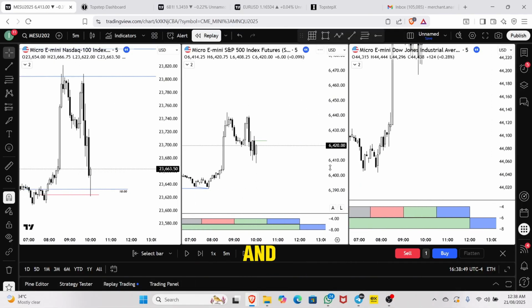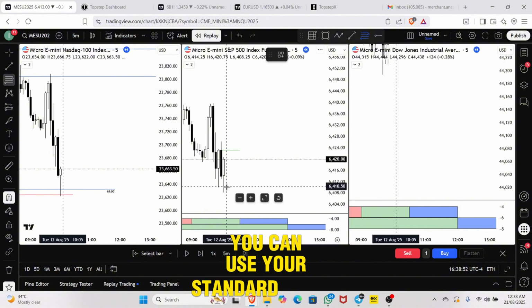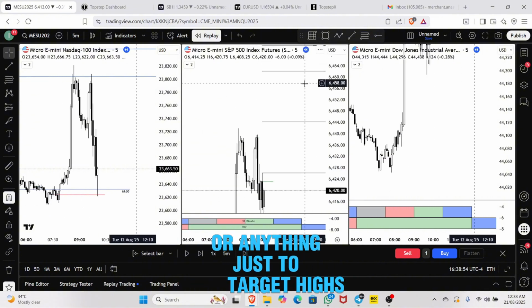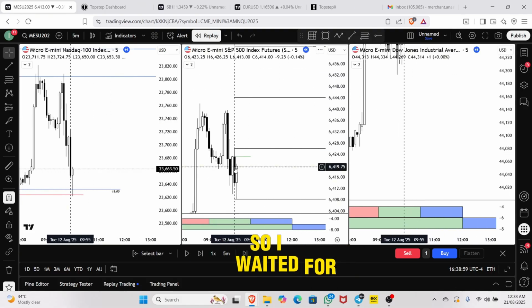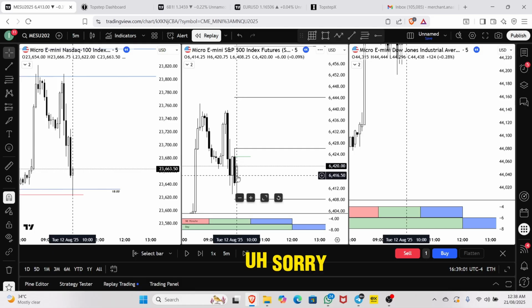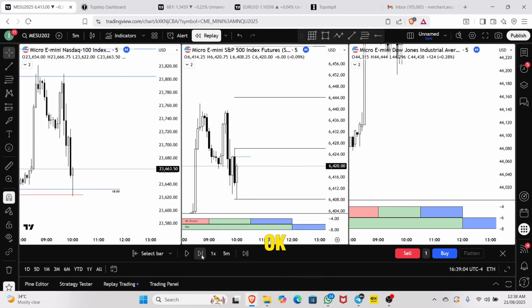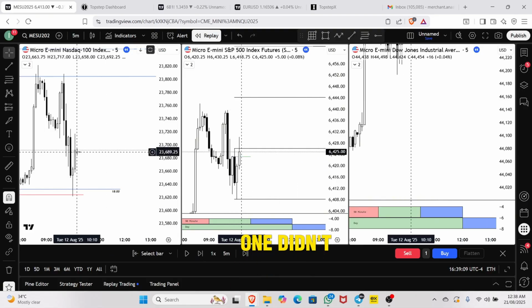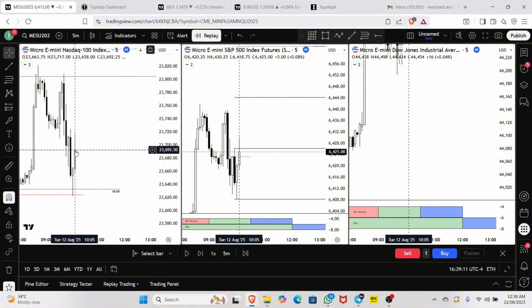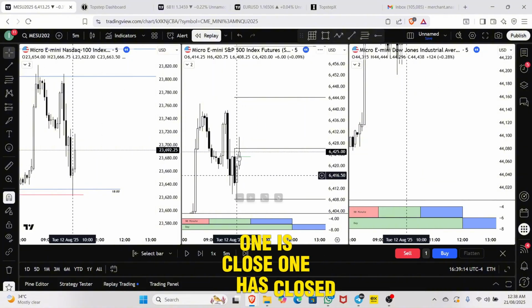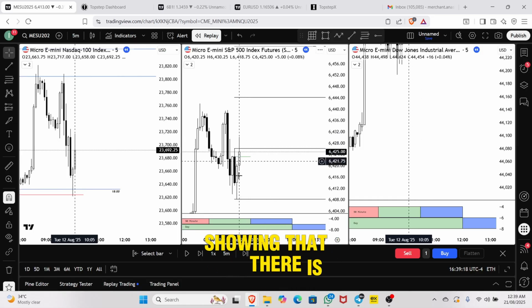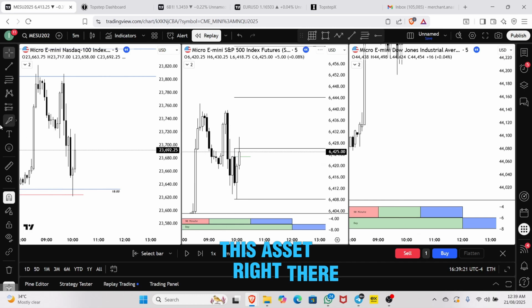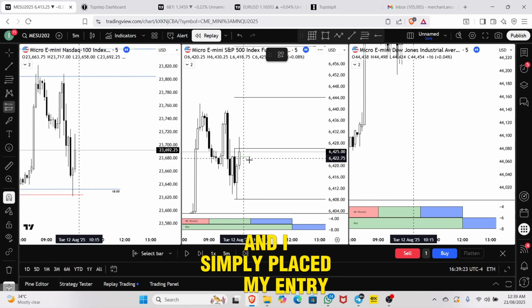Okay, and from here onwards you can use your standard deviations or anything just to target highs, like target different prices. So I waited for this candle to close above this, in either one of the assets. And here we have one closure higher, one didn't close higher. See, one has closed above while the other has failed to do so. This is also another crack in correlation showing that there is strength in this asset right there. And I simply placed my entry right there.